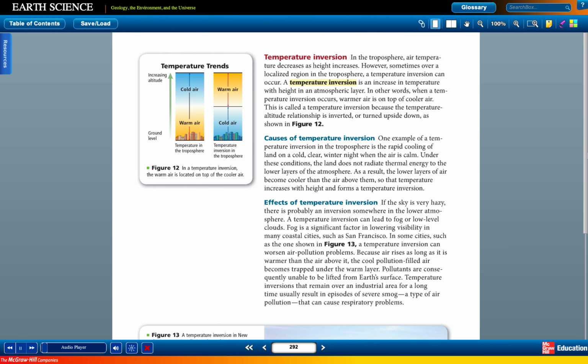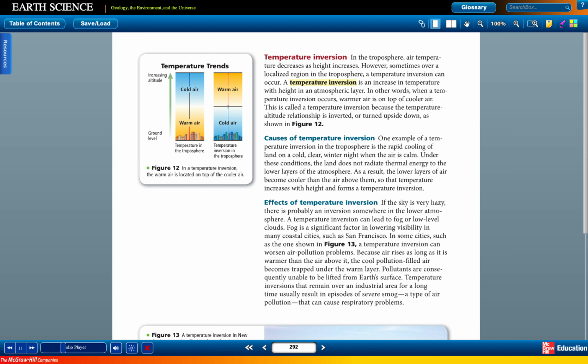Temperature inversion. In the troposphere, air temperature decreases as height increases. However, sometimes over a localized region in the troposphere, a temperature inversion can occur. A temperature inversion is an increase in temperature with height in an atmospheric layer. In other words, when a temperature inversion occurs, warmer air is on top of cooler air. This is called a temperature inversion because the temperature-altitude relationship is inverted, or turned upside down, as shown in Figure 11.12.